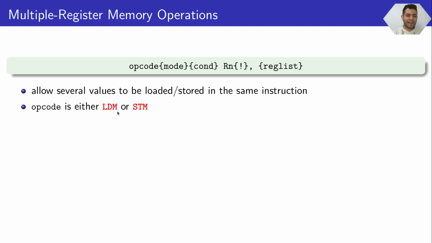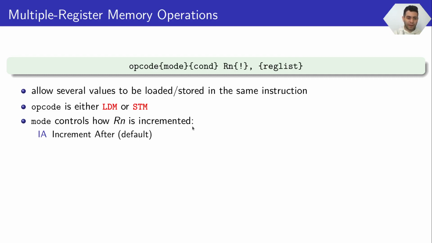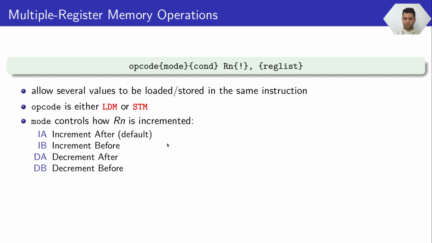And here comes the LDM or STM instruction that allow us to load multiple values in different registers. Here we set the mode that controls how Rn is incremented, because we will have a register that points to the address of the value in memory, and then here we have the register list. So the mode controls how Rn is incremented. We can increment after, before, decrement after, or decrement before. We will see everything in more detail in the next slides.